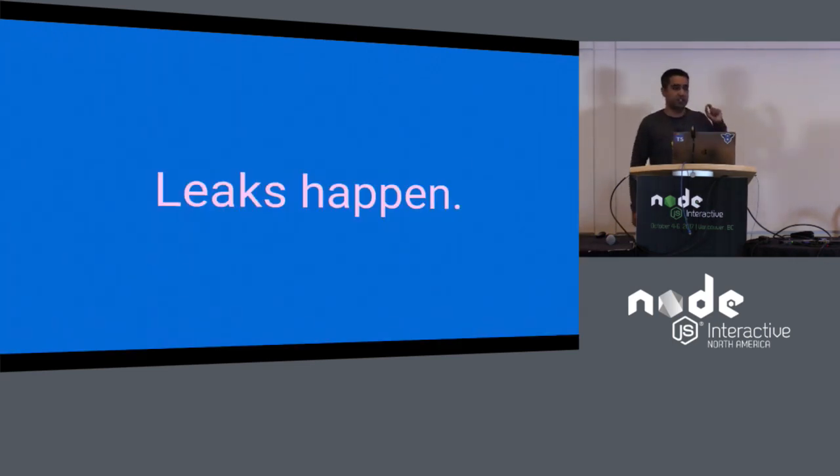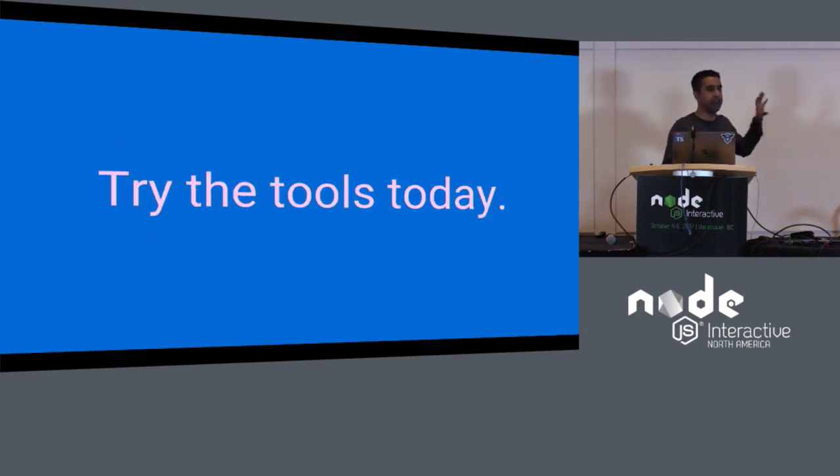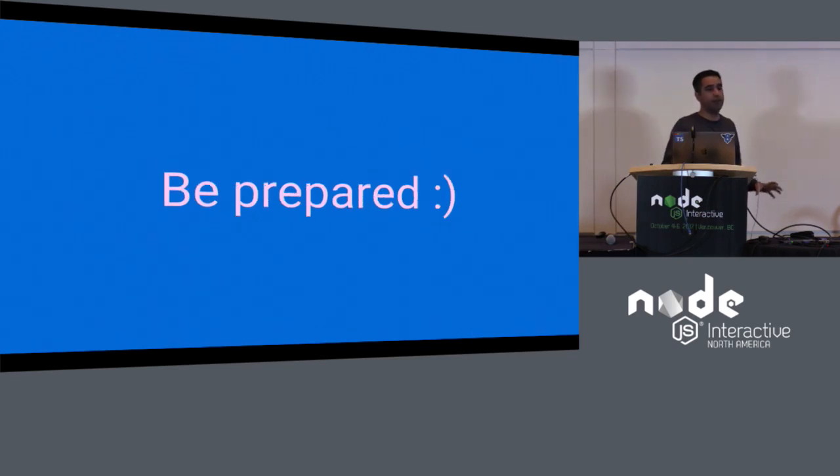So the thing you should walk away with is leaks are going to happen, right? So what's the message I want you to take away? That there are tools available. Try them out, because you want to be prepared when the leak happens in production. And you don't want to be using these tools for the first time when you actually have a production service that's leaking memory. So try these out, give them feedback.